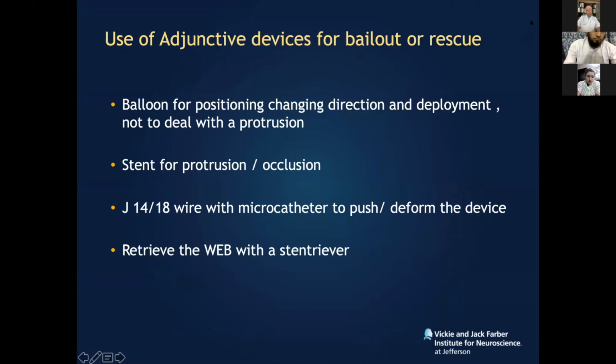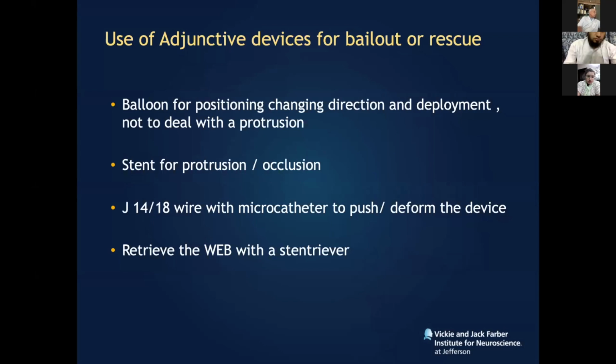Now, what type of trouble can we run into during the web procedure? Sometimes we need the use of adjunctive devices for bailout or rescue. Let's start with the balloon, for example. The balloon isn't very helpful if a web is already deployed and protruding into the parent vessel, because when you inflate the balloon, it's going to deform the web, and then the web's going to go back to its shape. The balloon is more interesting if you want to do a balloon-assisted web placement to change the direction and the deployment of your device.